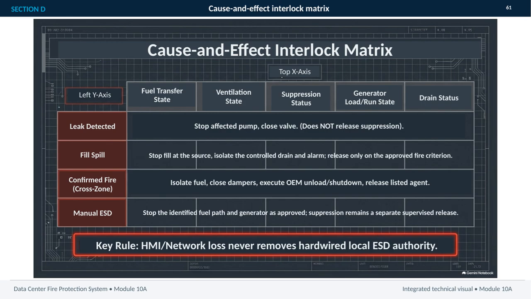For a fill spill, the system stops filling at the source, isolates the controlled drain, and generates an alarm. Suppression is released only when the approved fire criterion is met. For a confirmed fire, the identified fuel path and generator are stopped as approved, while suppression remains a separate, supervised action. A manual ESD stops the affected pump and closes the valve, but it does not release suppression. Hardwired local ESD authority remains available even if the HMI or network is lost. This separation helps prevent unintended agent release while preserving immediate local control.